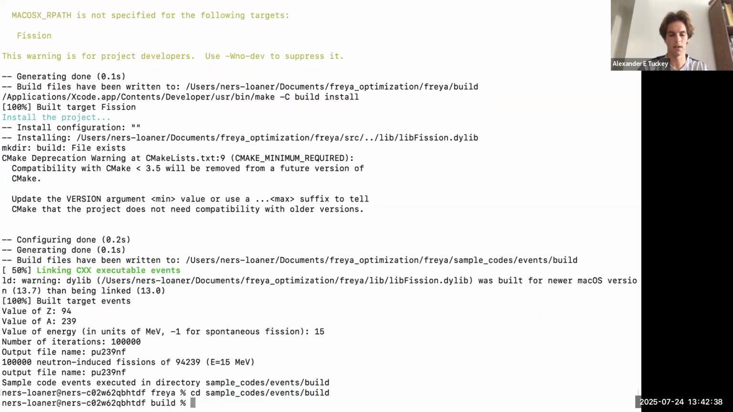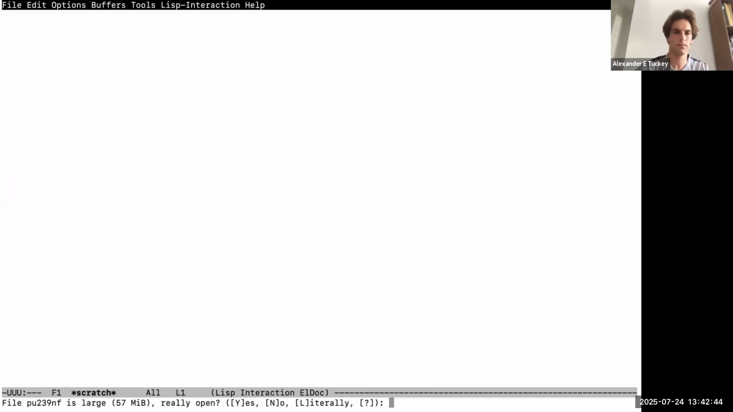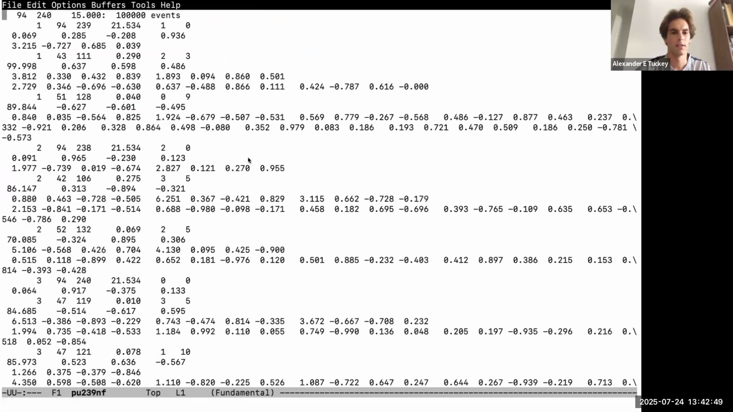Let's head there, and we can look for the output file we just named. Very large, that is okay. So this is what the FREYA output file looks like. The header line here contains the information for the compound nucleus. So we did neutron-induced fission of plutonium-239, meaning +1 to get our compound nucleus of 240. Our incident neutron energy was 15 MeV, and we simulated 100,000 events.